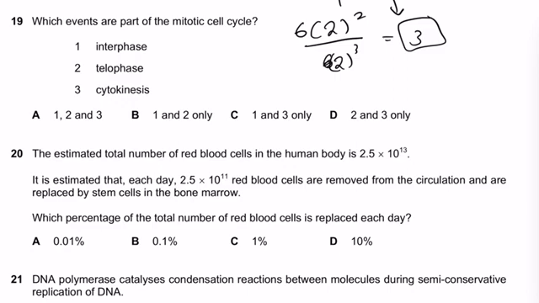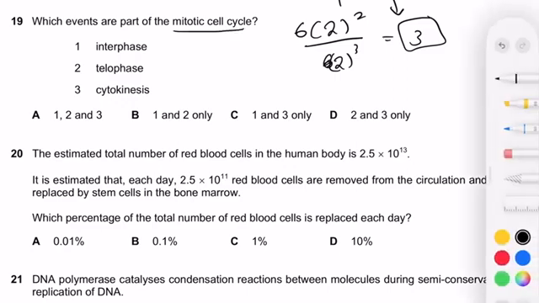We have which events are part of the mitotic cell cycle. Again, the mitotic cell cycle includes everything, but when it comes to mitosis itself, it only includes prophase, metaphase, anaphase, and telophase. So remember the bar or the pie charts. So this is G1 of the cell cycle, and then we've got S phase, and then here we have G2, second growth period, and then here we have mitosis. So mitosis is part of the mitotic cell cycle, but the cell cycle is not part of mitosis.